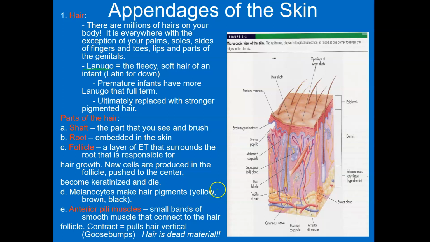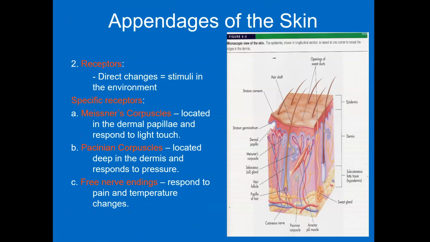Melanocytes, again, producing yellow, brown, or black pigment, and sometimes even reddish pigment, are what's going to be coloring the hair shaft. The erector pili muscles, like I mentioned, are the pieces of smooth muscle that, when they contract, pull the hair shaft vertically so that the hairs stand up. And this is usually to, again, insulate us. So if all these little hairs are standing up, it'll trap heat underneath the hair layer. We also call those goosebumps. And again, hair is dead material. They're dead cells.